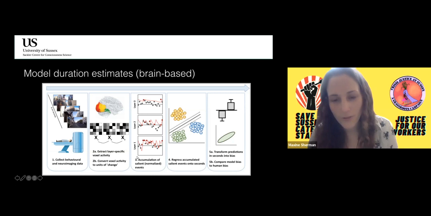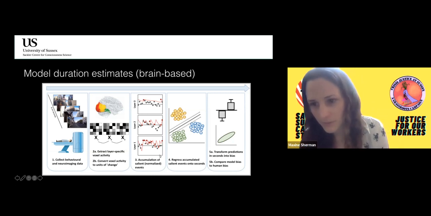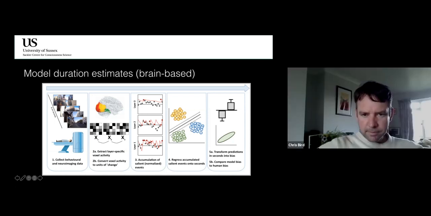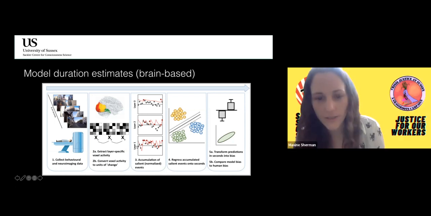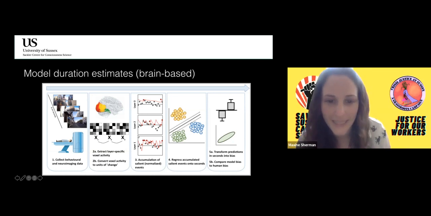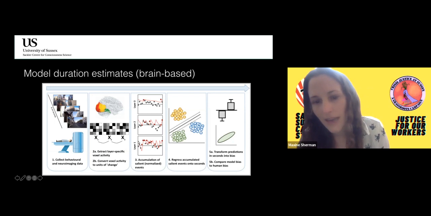So over the x-axis, it's time, so it would be the TRs within one video. And the red line here is the criterion. So it's basically got exponential decay. What it does is it starts at some starting point and decays until it hits something.